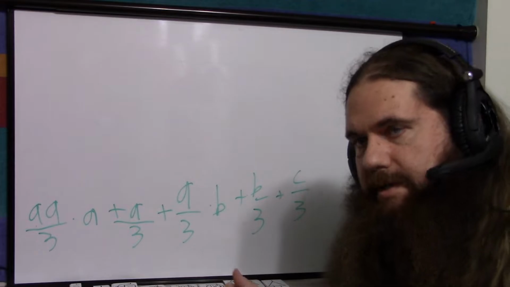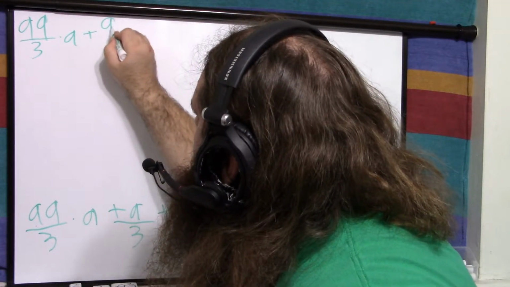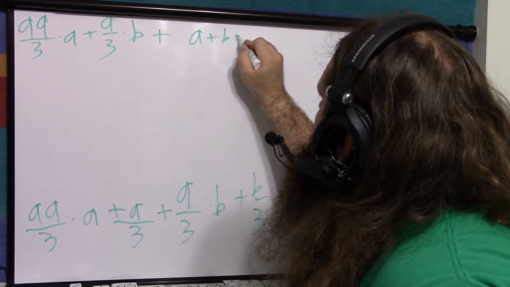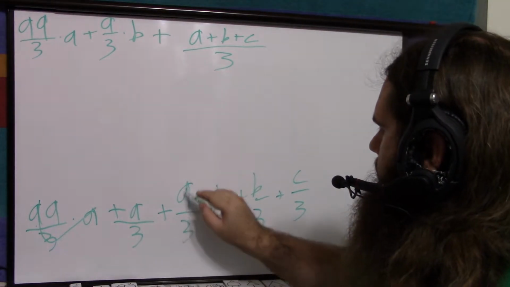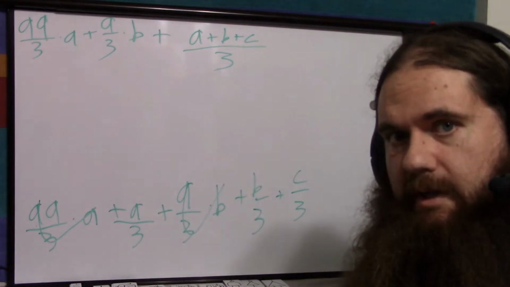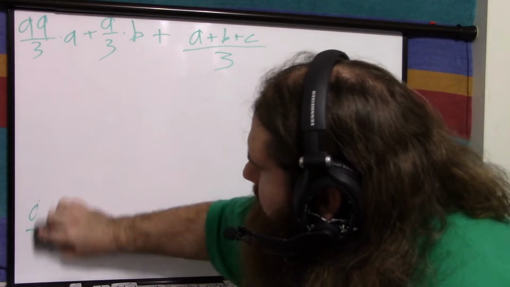Let's simplify this out. We really have two pieces here: 99 over 3 times A plus 9 over 3 times B, plus A plus B plus C over 3. There's the 99 here, the 9 here, and then it's A, B, and C all divided by 3. So this is the same number as we had before. We haven't done any division yet. We're just seeing if it is divisible.